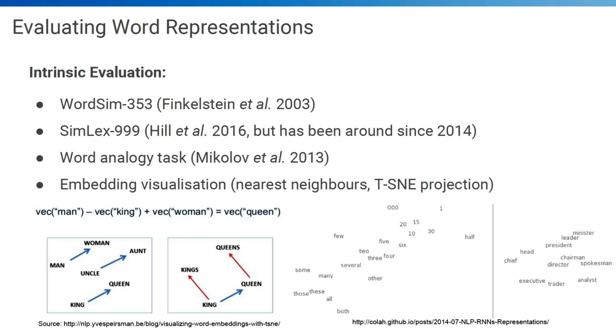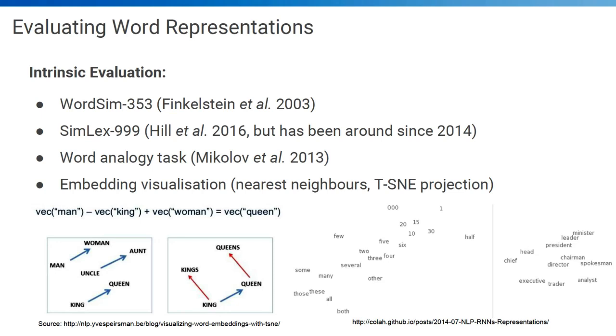It's been around for a while, since 2003, and there have been so many papers published on it that the research community has collectively hill climbed over this data set. It's still a good sanity check, but it's not necessarily the best way of evaluating word vectors. SimLex 999 is a similar kind of word similarity data set that you can use to evaluate your representations. It was published in 2016 by Hill et al. It's been around since 2014, but that's kind of the same flavor as WordSim 353.